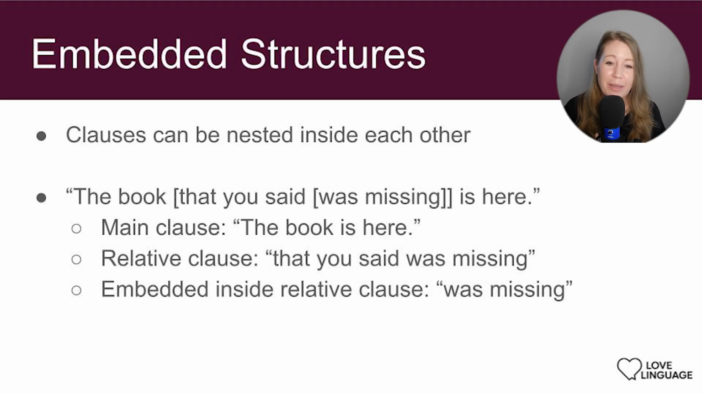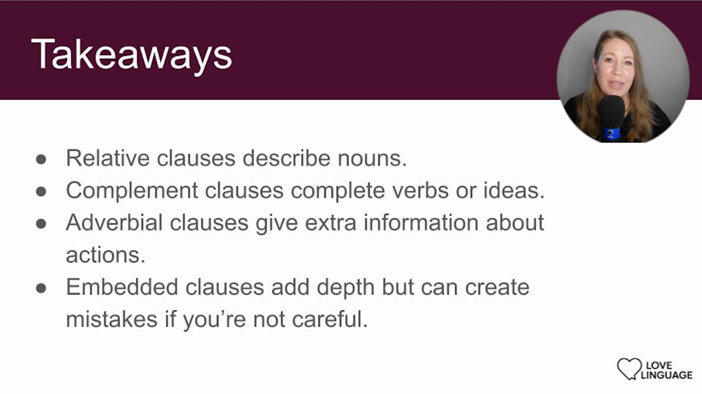This kind of structure shows up in academic and formal writing because it lets writers pack in a lot of detail. But they can also make sentences hard to read or lead to grammatical issues if the clauses are misplaced or dangling, and we're going to cover that in a video that's coming up. So that wraps up what we're going to cover about dependent clause types and embedded structures. Remember, relative clauses describe nouns, complement clauses complete verbs or ideas, adverbial clauses give extra information about actions, embedded clauses add depth. Keep an eye out for these clauses when you read and try using them in your own writing. They'll make your sentences clearer, stronger, and more connected.